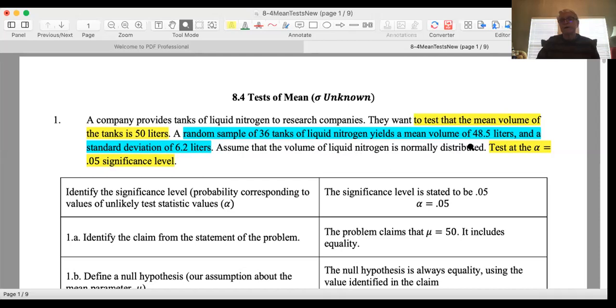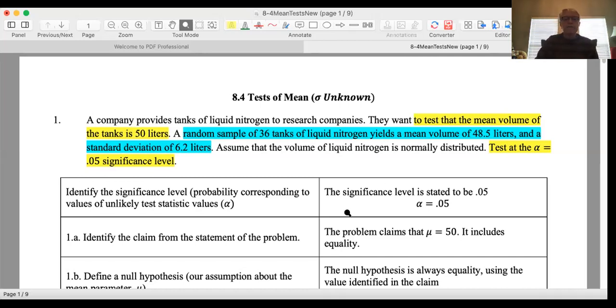We'll kind of ignore that statement because we'll make the assumption that that is going to be true in all of the problems that we work. Test at the alpha equals 0.05 significance level. So I've highlighted in yellow the information we need for step 1, basically, for the claim and the significance level alpha. And the claim is that the mean is 50, which means that the mean is equal to 50.